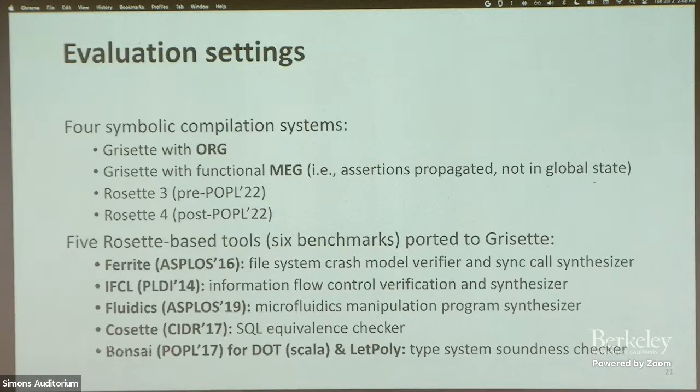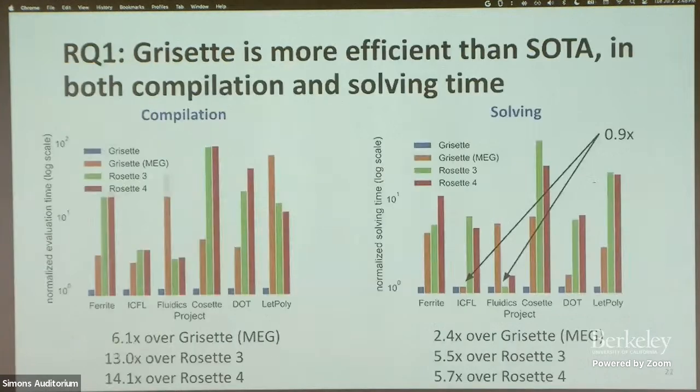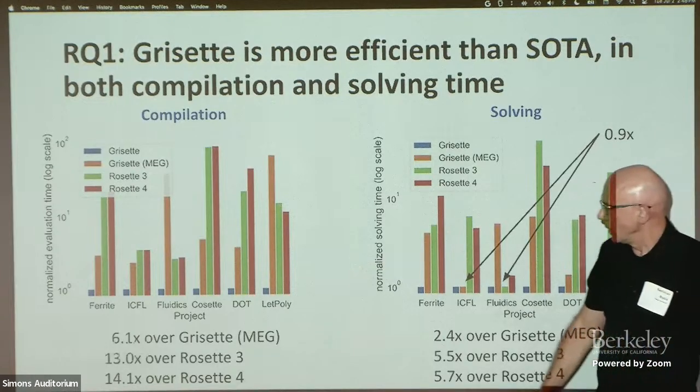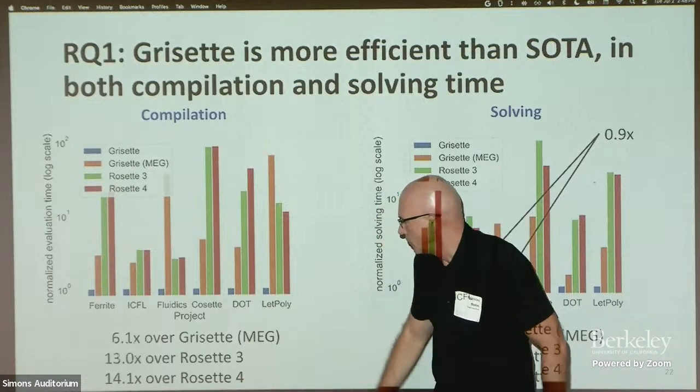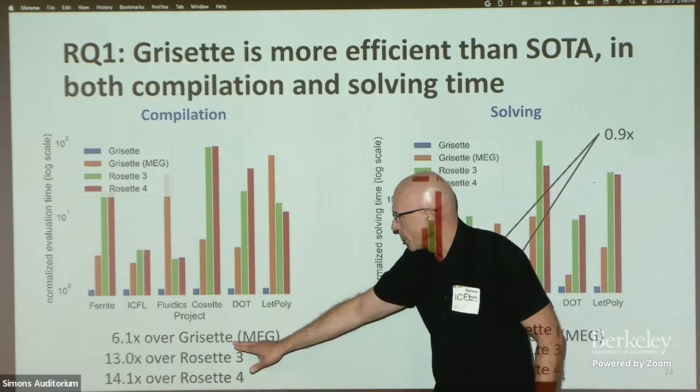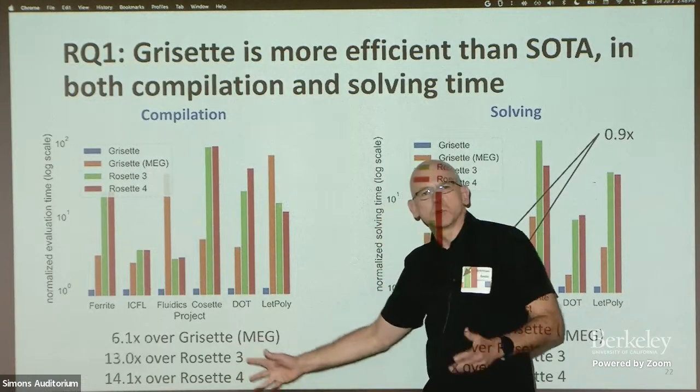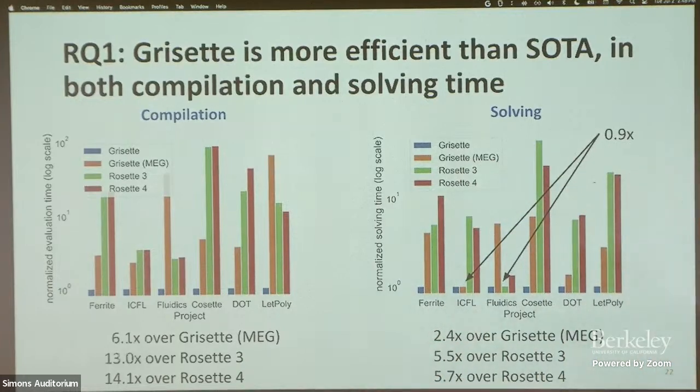Okay, we evaluated several applications that were written for Grisette. We ported them, Rosette, ported them into Grisette. And what we see is that the compilation speed is faster, even if we implement it in the same system, faster over Rosette, but you could say Racket is slower than Haskell. And the speed of solving is also significantly faster, sort of between 2x and 5x, depending where you look, okay?